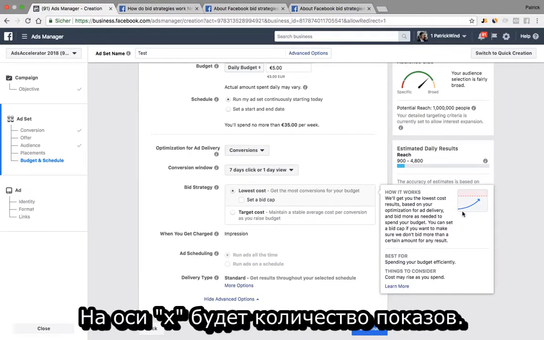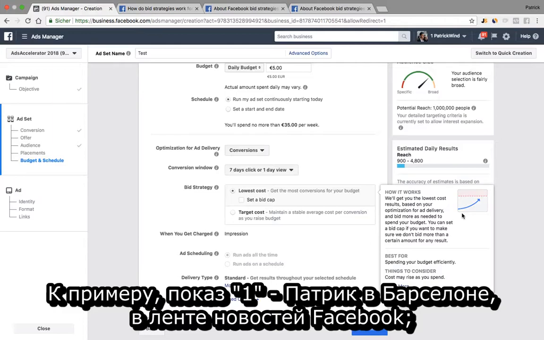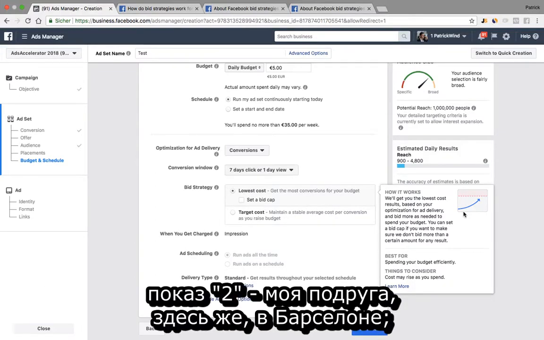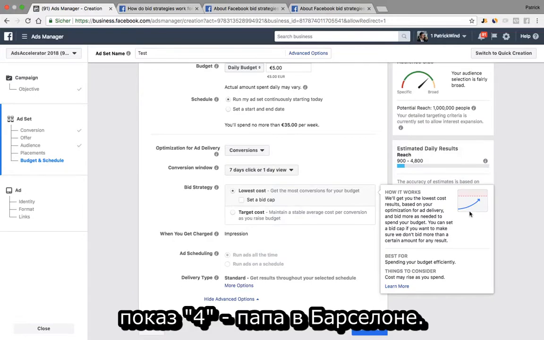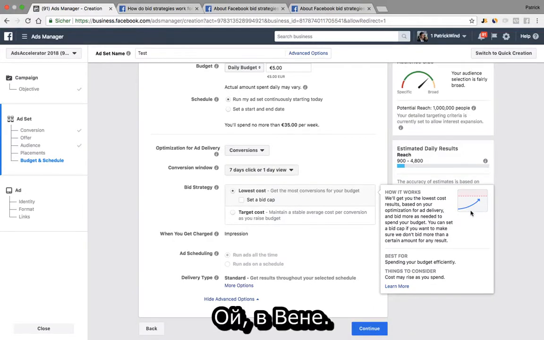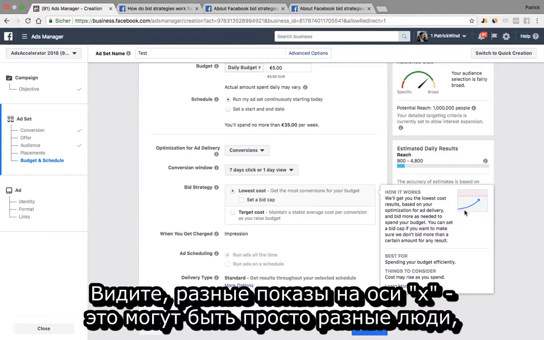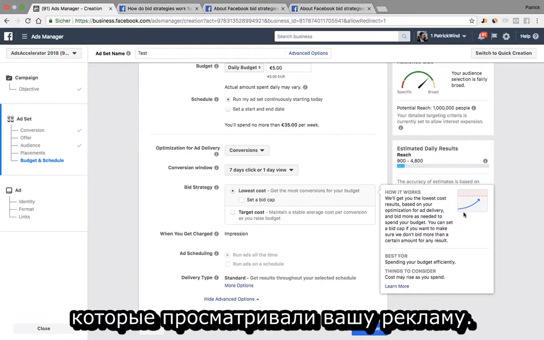So here on the x-axis, we basically have the number of impressions. For example, impression 1 could be Patrick here in Barcelona on Facebook mobile newsfeed. Impression 2 could be my girlfriend, also here in Barcelona. Impression 3 could be my mom in Vienna. Impression 4, my dad in Vienna. So you see, the x-axis could be just the different people that see your ad.